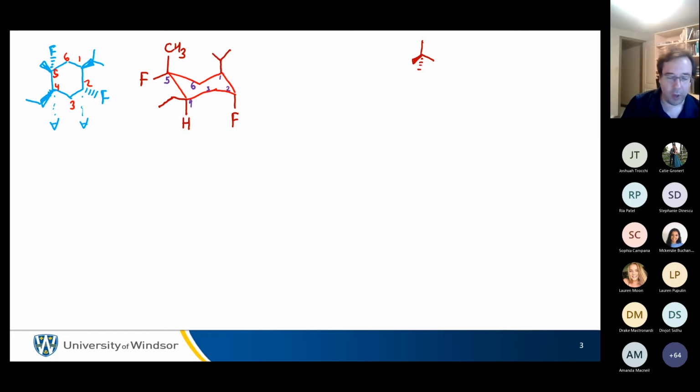But if you've drawn it in one of your chairs, you should have the isopropyl axial up, the fluorine axial down, the methyl axial up, and the ethyl and the fluorine equatorial. This then ring flips. That is an equilibrium arrow.